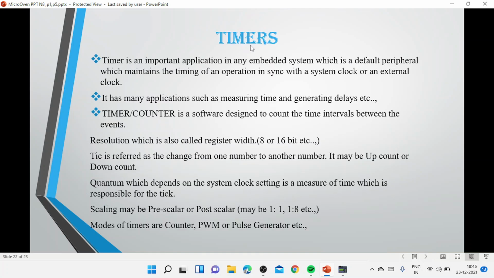Timers. These are the most important peripherals in our project. There are two types, timer 0 and timer 2. We are using timer 2 in our project. Let me explain in brief.